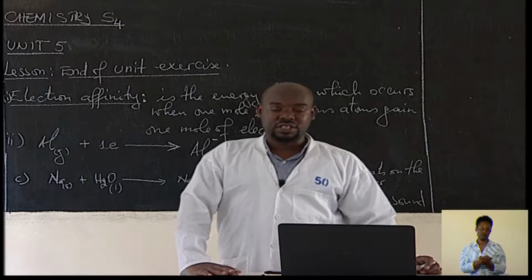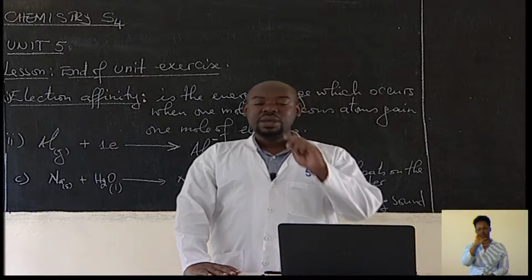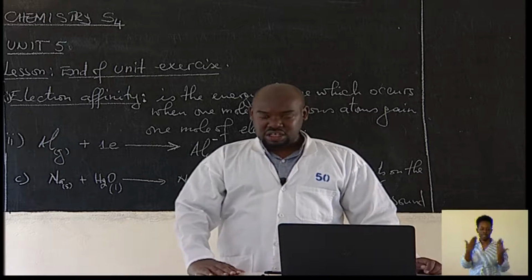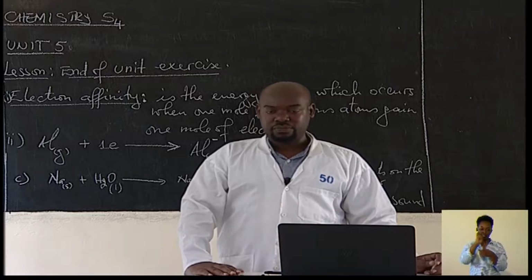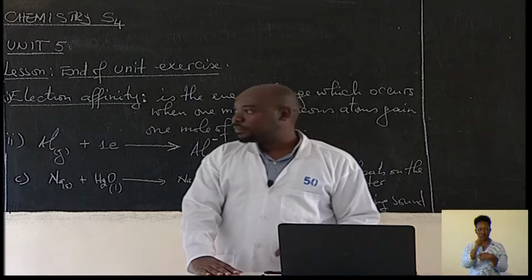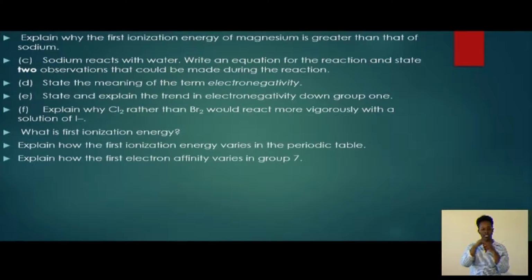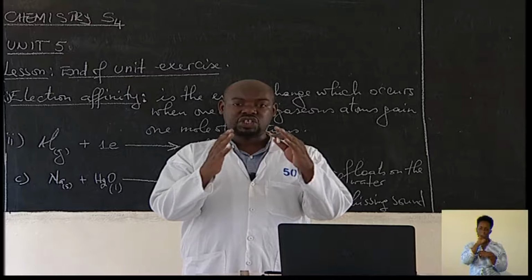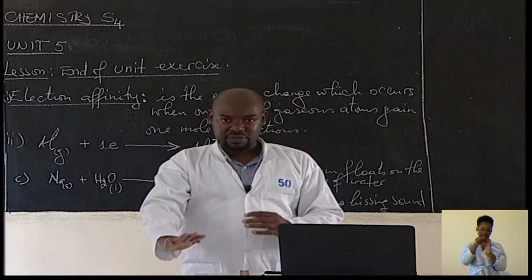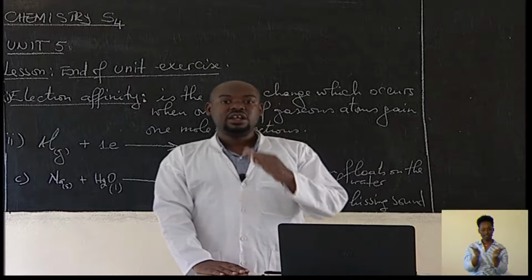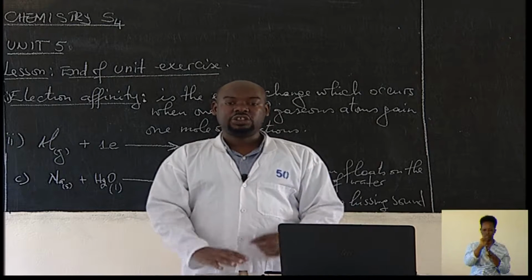And D, state the meaning of the term electronegativity. What is electronegativity? Electronegativity means a measure of the tendency of attracting the electron pair towards itself in a covalent bonding. And state and explain the trend in electronegativity down group 1. We remember that. Down group 1, electronegativity, how does it change? It decreases as we go down the group because the size is increasing, and then the tendency of gaining electrons reduces.